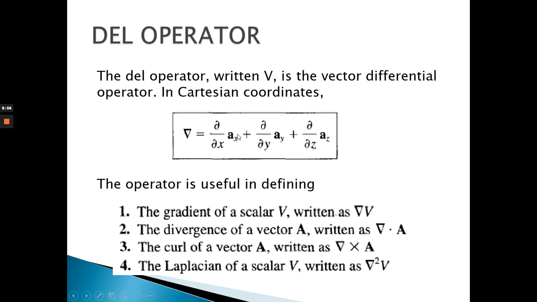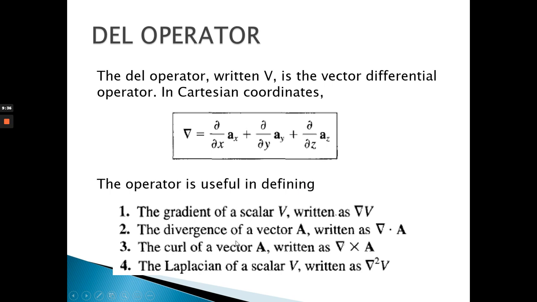Let's say your vector is A equal to AX plus AY plus AZ. If you multiply with this one, it will take the vector along the X direction and differentiate it, then partially differentiate along the Y direction and Z direction. If you multiply the del operator with a scalar, it becomes the gradient. So to find any gradient, you just multiply the del operator with the given quantity.